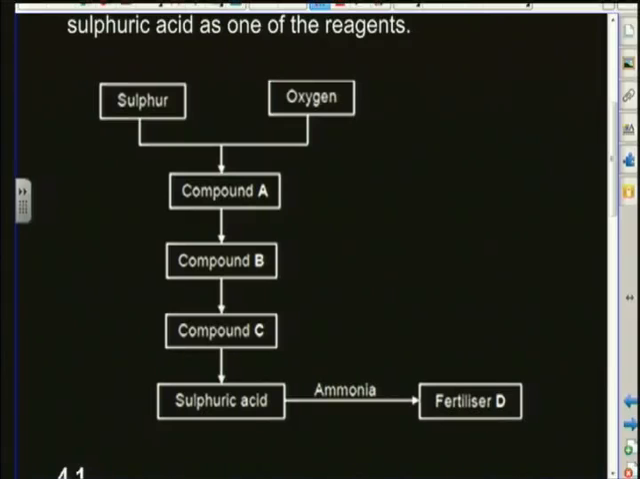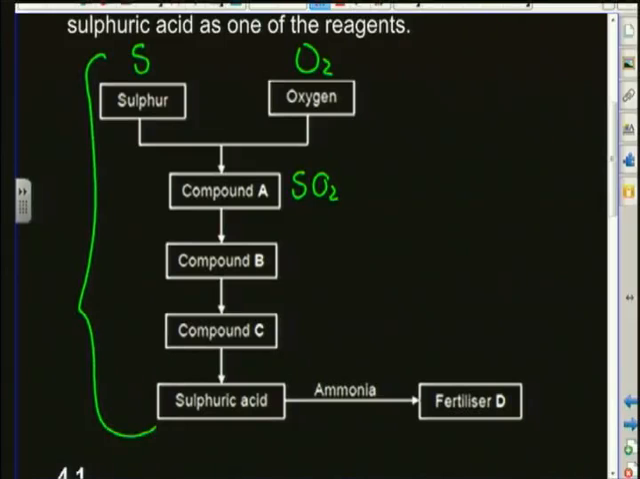So first thing we're going to do is I go, okay, sulfur plus oxygen gives me compound A. Compound A will be sulfur dioxide. It's the first part of the contact process. This whole point from here to here is the contact process. Then SO2 gets added to something, probably O2. Compound B will be SO3. So this would be oxygen.